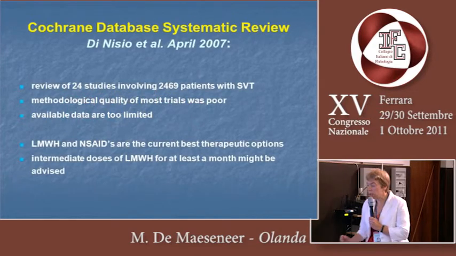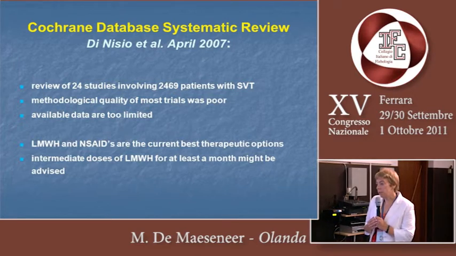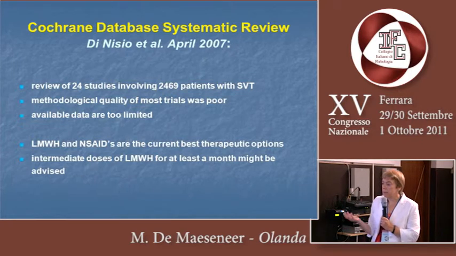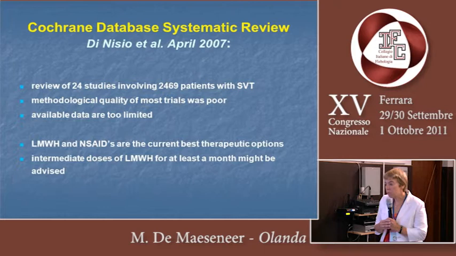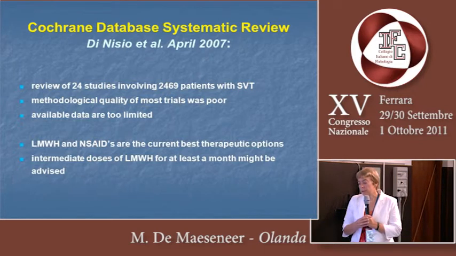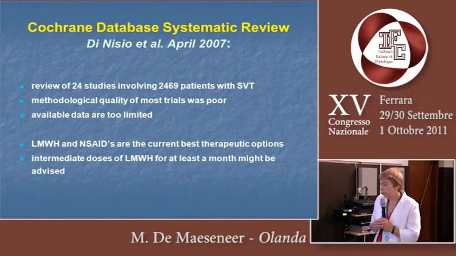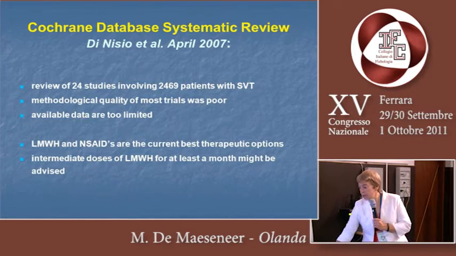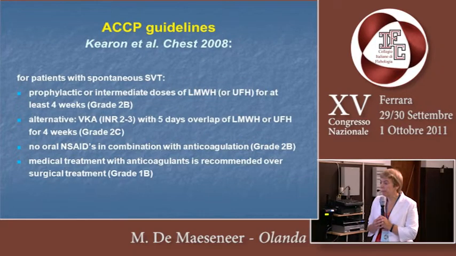Looking at the guidelines, which have been published before this Calisto study, the guidelines tell us what I basically told you already, that we don't have too many studies, and that the many studies have no good methodology. There are only few randomized trials, as I showed you, and the basic conclusion was that probably low molecular weight heparins or NSAIDs are the best therapeutic option, and intermediate dosages of low molecular weight heparin for at least a month might be advised, they said.